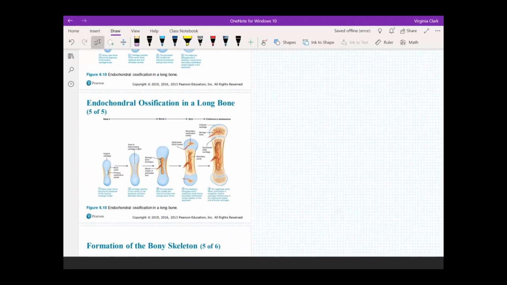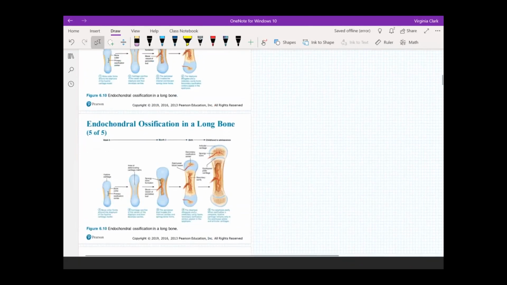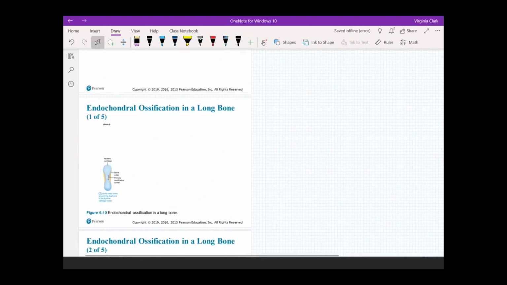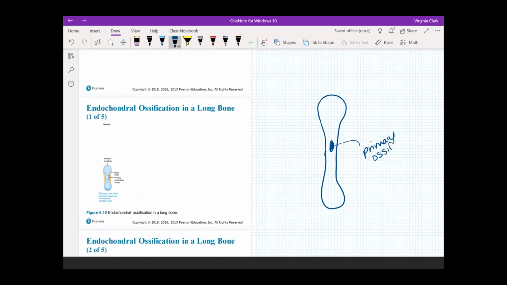So we're going to talk through endochondral ossification in a long bone. When we said that the ossification center was going to be the center of the bone, what we mean is if you have a bone where the diaphysis looks like this and the epiphyses look like this, we're going to start right here. This is the primary ossification center. This is where the process starts, in the center of a long bone.